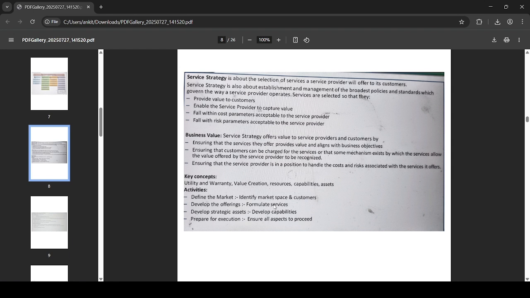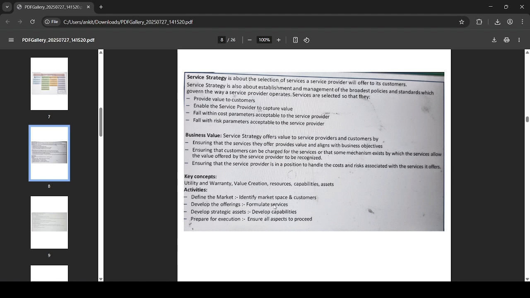Service strategy is also about establishment and management of the broadest policies and standards which govern the way a service provider operates. Services are selected so that they provide value to the customers, enable the service provider to capture value, fall within cost parameters acceptable to the service provider, fall within risk parameters acceptable to the service provider. So let me just elaborate what comes into the service strategy.